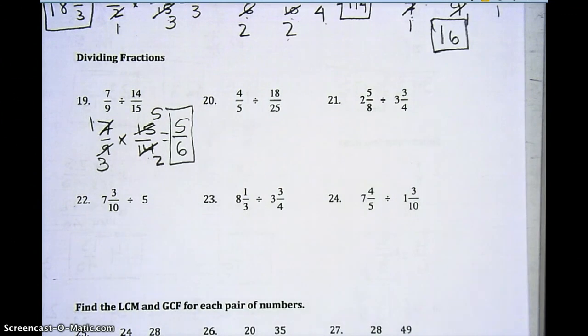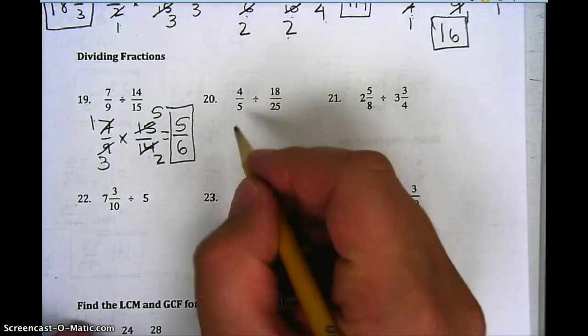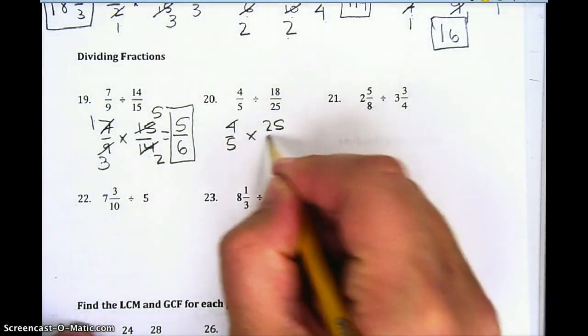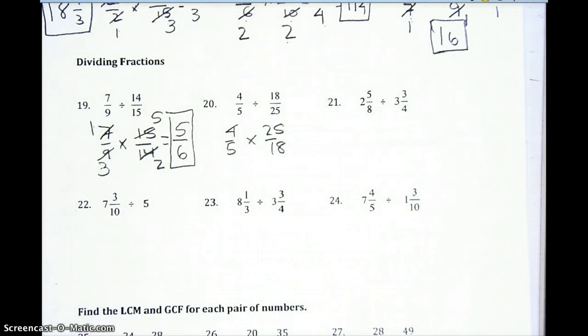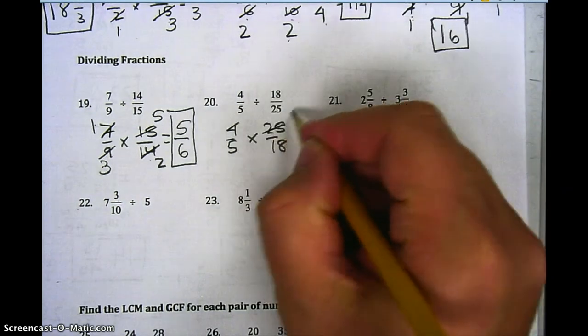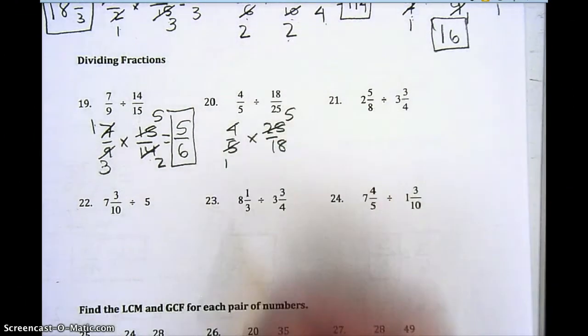Okay, let's see how you did. So I have to copy, change, flip it, or flip the second number and multiply. So I'm going to write it as 4/5 times 25/18. That's my copy, change, flip. Now I'm going to reduce it. If I look at the top and the bottom, I have a 5 and a 25, and I know 5 divides both of those. I can tell 5 divides a number if the number ends in a 0 or 5. So 25 divided by 5 will be 5. 5 divided by 5 will be 1.